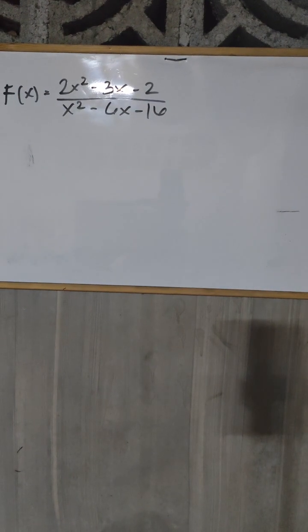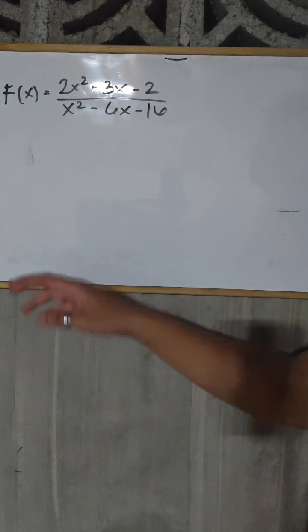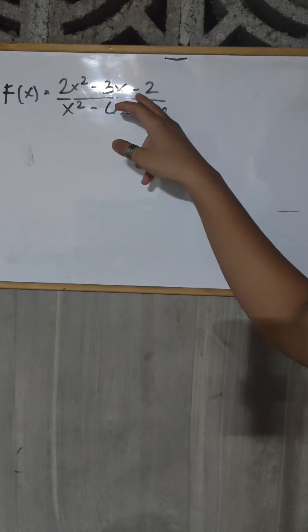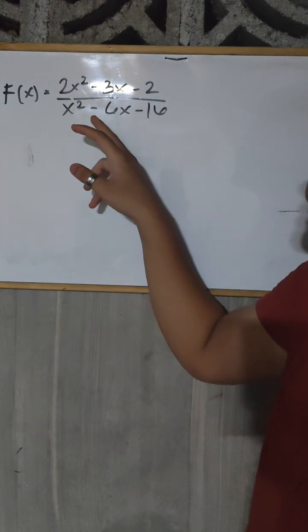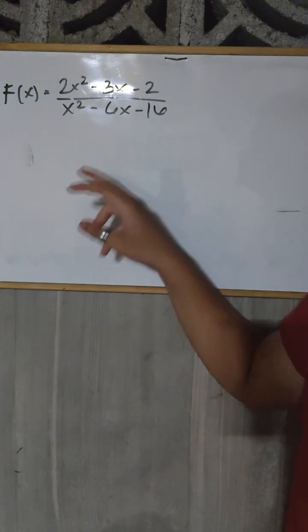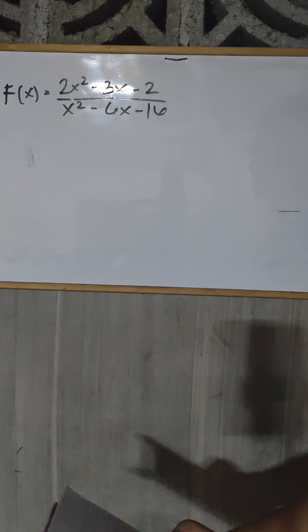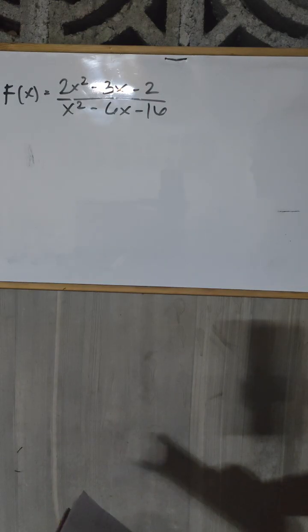So let's look at the function f of x is equal to (2x squared plus 3x minus 2) over (x squared minus 6x minus 16). Now, what we're doing today is checking what happens as x approaches negative 2.